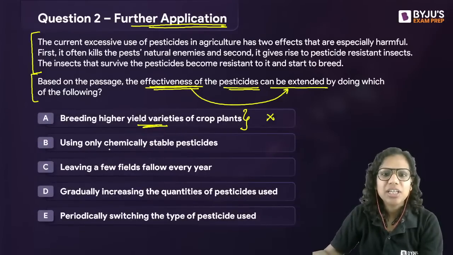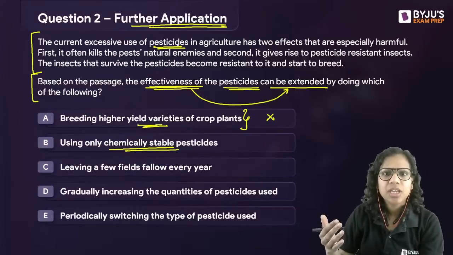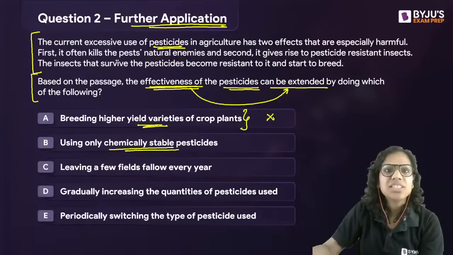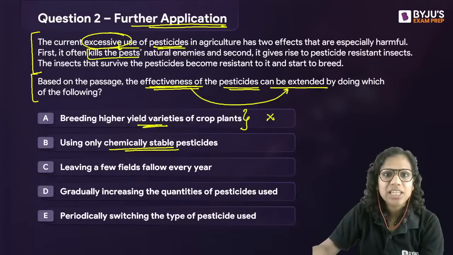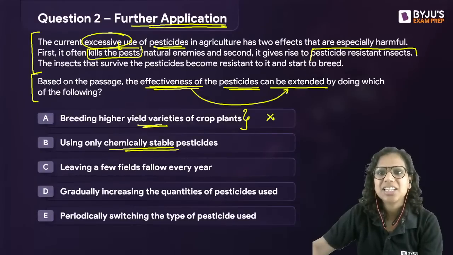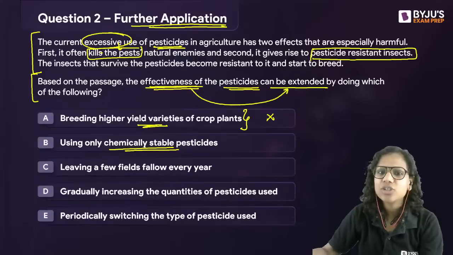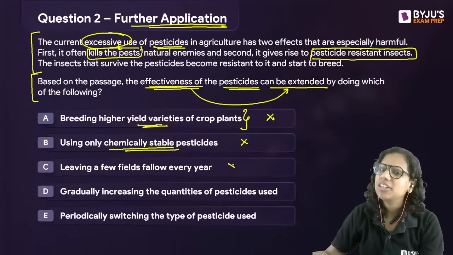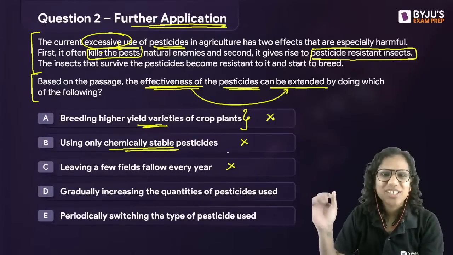Using only chemically stable pesticides. Have we said that the pesticides that we are currently using are not chemically stable and that is why there are problems? We are just saying that there is excessive use, and what problems does it give rise to? Killing pests and producing pesticide resistant insects. These are the two problems that we are facing. So it's not about the chemical stability at all, and B is eliminated. Leaving a few fields fallow every year, again, not the topic of discussion.